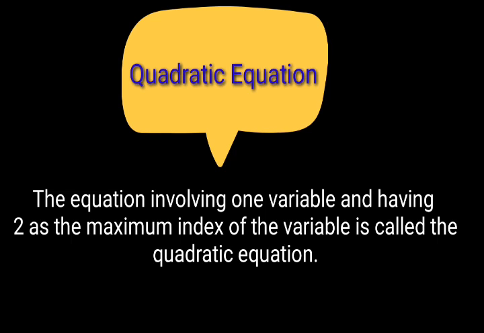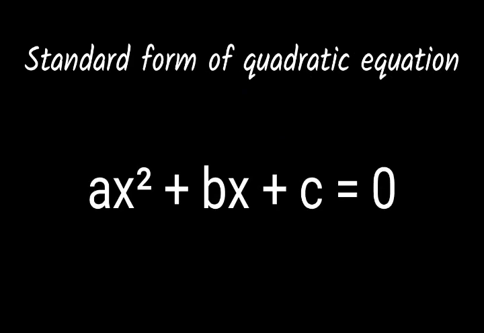Quadratic equation. The equation involving one variable and having 2 as the maximum index of the variable is called the quadratic equation. Standard form of quadratic equation: ax square plus bx plus c equals to 0. As per the definition, equation involving one variable and maximum index of variable is 2. Here you can observe x is the only variable used and the index of variable is 2.